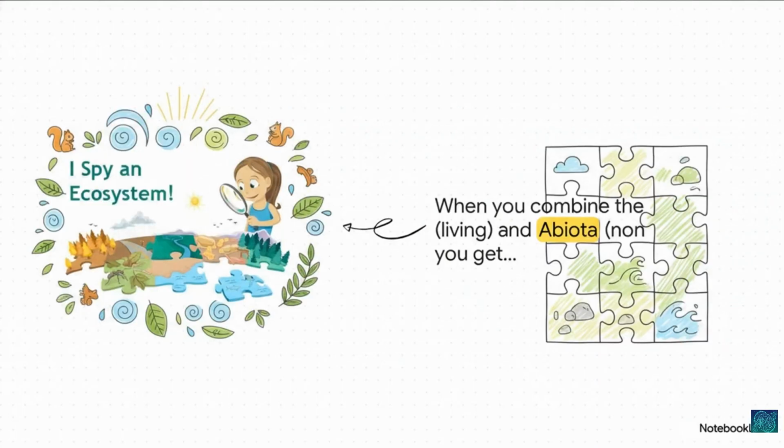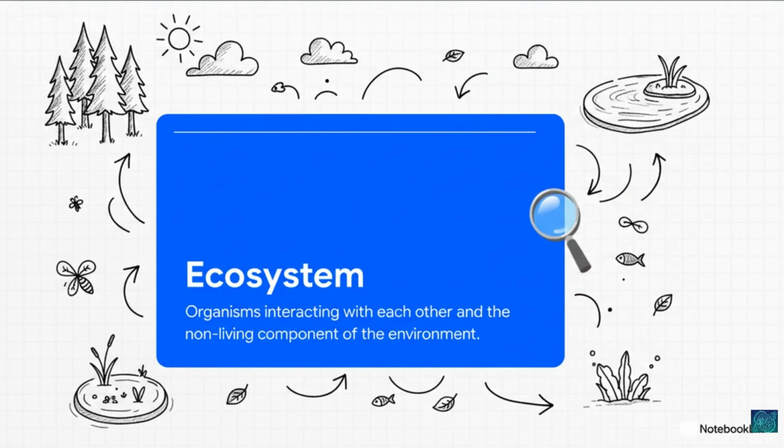I love this graphic because it really shows it. An ecosystem is like a giant interactive puzzle where every single piece, every animal, every plant, every drop of water, every ray of sunshine fits together. It's the community of life and its physical environment all tangled up together. So here's the key takeaway.